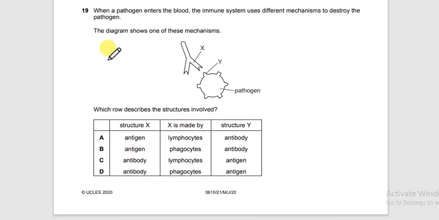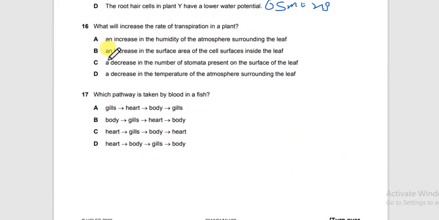Oh, sorry, we should be moving to question number 16. Now, what will increase the rate of transpiration in a plant? An increase in humidity. Humidity is the water holding capacity of the atmosphere, so the amount of water in the atmosphere. Increase in humidity will lower the rate of transpiration. Now, an increase in the surface area of the cell inside the leaf. Increase in the surface area will increase the loss of water in a plant. So the answer in 16 is B.